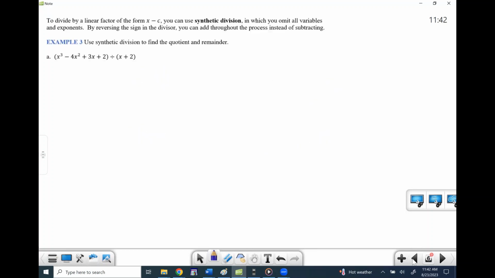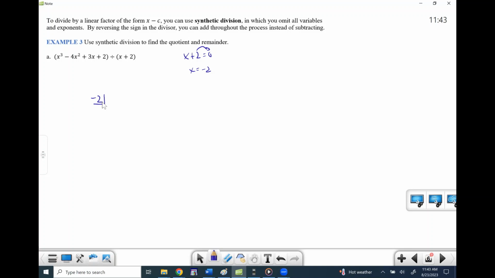So this one is of that form, this divisor, so we can use synthetic division. Basically what you're doing is taking the divisor and setting it equal to 0. So if you move that 2 over, it would be negative, to figure out what's going to go inside the box. In other words, just always change the sign. It says plus 2, so you're going to do a minus 2.